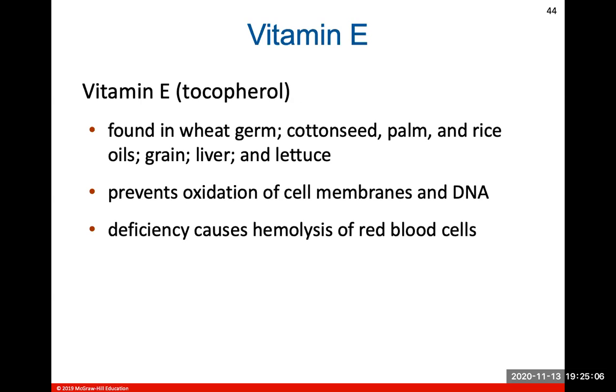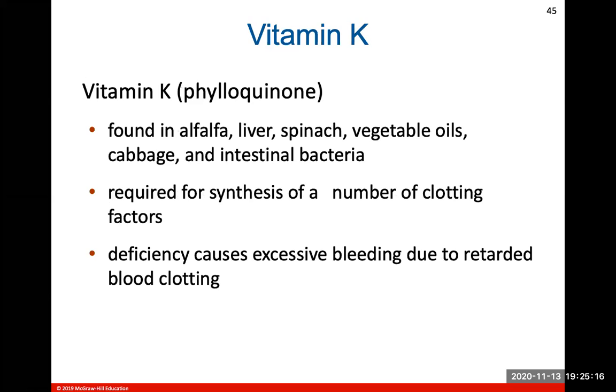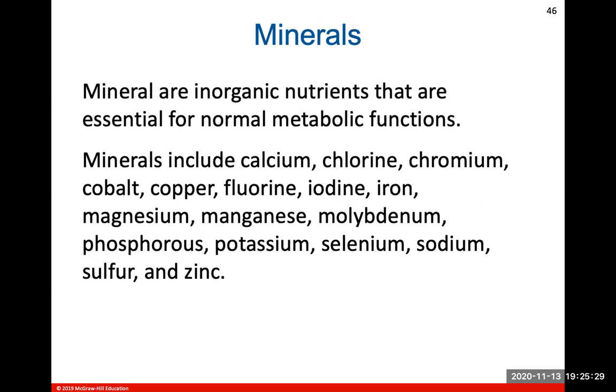Vitamin E prevents oxidation of the cell membranes and DNA, and a deficiency can cause hemolysis of red blood cells. So you can review all those slides and see what things you should be eating to get all your proper vitamins. Vitamin K is required for the synthesis of a number of clotting factors, and a deficiency can cause excessive bleeding due to retarded blood clotting.